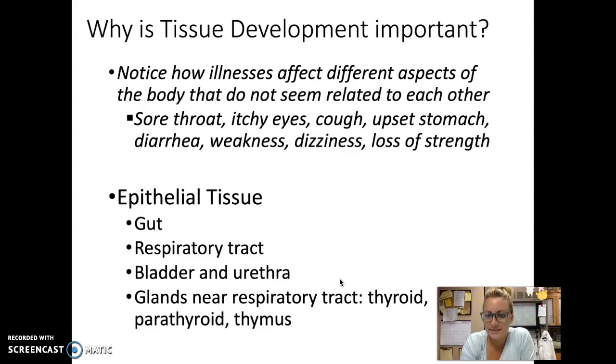So the question is, why is this important? Why do we need to really know about how they all develop? Have you ever thought about when you're sick, all of the symptoms that you get tend to not be related to each other? You've got a runny nose, itchy eyes, a cough, a sore throat. It doesn't seem like they're related, but all of those different places where you're itching or hurting are derived from epithelial tissue. So that's actually why you have those seemingly unrelated symptoms.